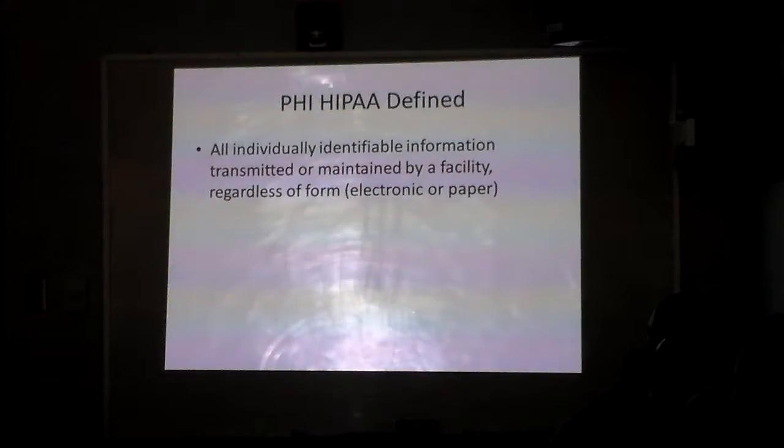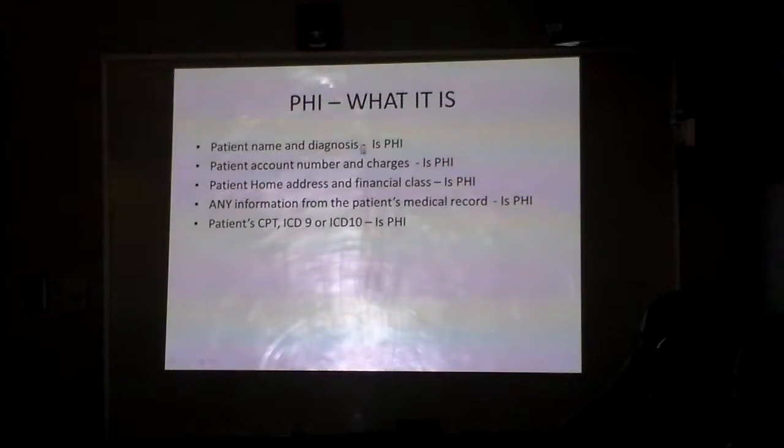PHI is all individually identifiable information transmitted or maintained by a facility regardless of the form, so it can be electronic or paper. Patient name and diagnosis, account number, charges, home address, financial class, any information from the patient's medical record, and their CPT codes and ICD-9 numbers.